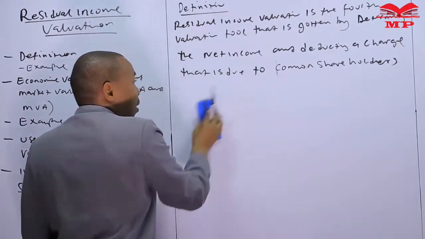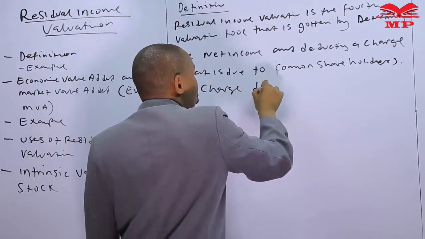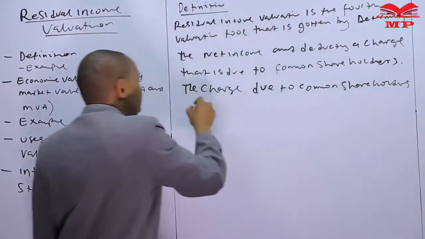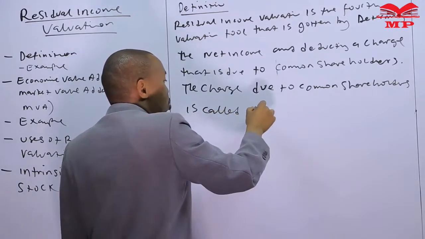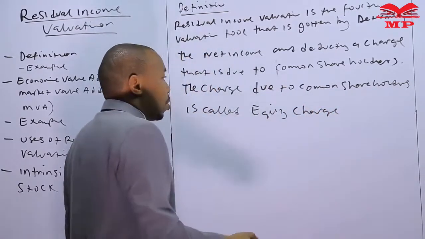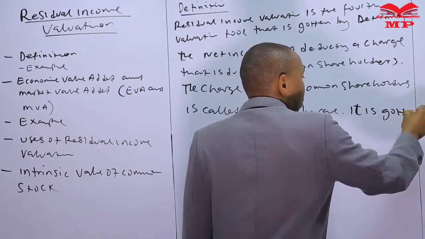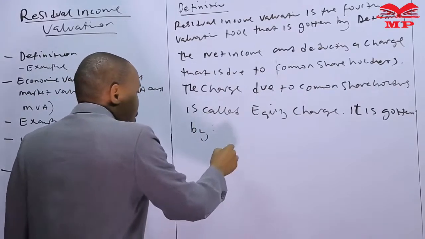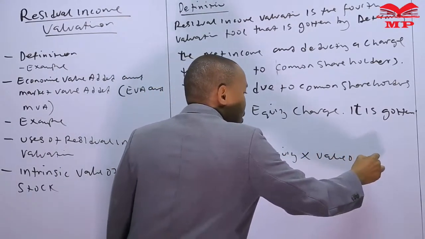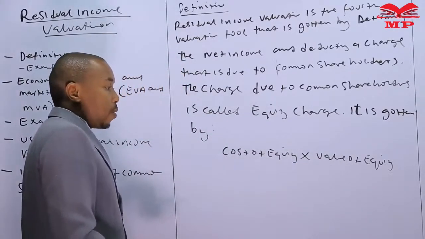So we can explain it further and say the charge due to common shareholders is called equity charge, which is gotten by cost of equity times value of equity. That's how we get the equity charge. We get the cost of equity, then multiply by the value of equity.